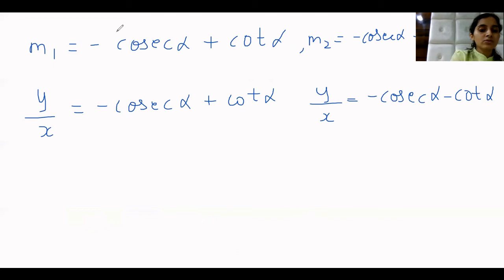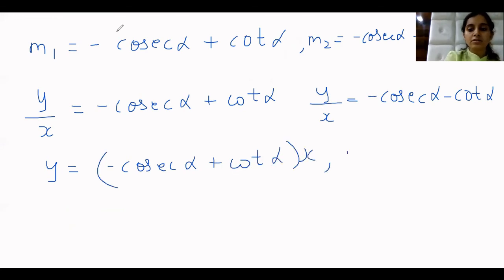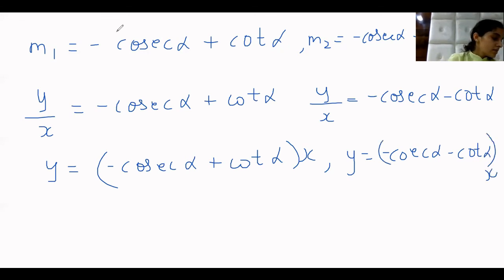Okay, so you can just put the x term there and you get y equal to cosec alpha plus cot alpha multiplied by x, and here y is equal to cosec alpha minus cot alpha multiplied by x. Okay, so these are your two equations, y in the form of x. You can get it on one side, equate them to 0. Those would be your two equations.